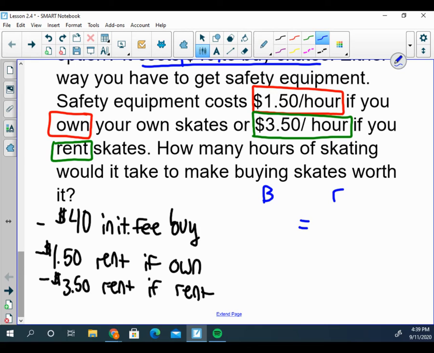So if I'm buying skates, what are my costs? Well, I've got a $40 initial fee, but again, that's a one-time fee. You buy the skate, you got the skate. You don't have to rent skates. So there is no variable associated because it's a one-time fee. But the $1.50 if you own your own skates for the safety equipment, I have to pay every single time I go. Now, do we know how many times we go? No, we don't. I'm going to call that X. X is the number of hours I skate.